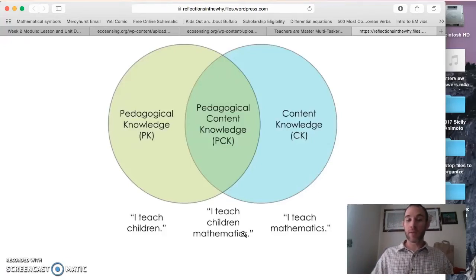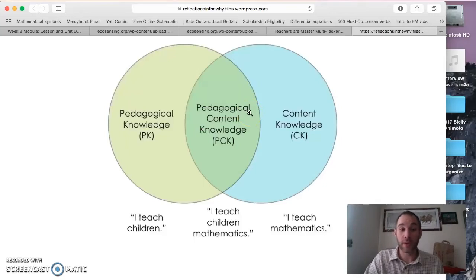So I have to adapt my teaching strategies for the given content that I'm going to cover to meet the needs of my specific students. And that is what we call pedagogical content knowledge. I teach children mathematics. Not I teach mathematics and not I teach children, but I teach this group of students mathematics or physics or whatever your content might be. So that is pedagogical content knowledge.